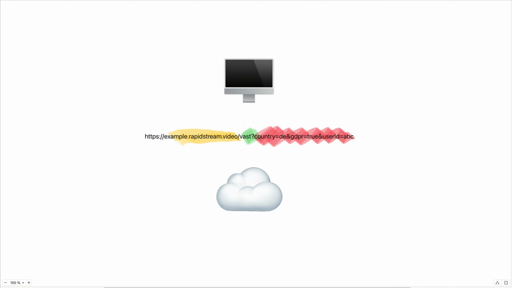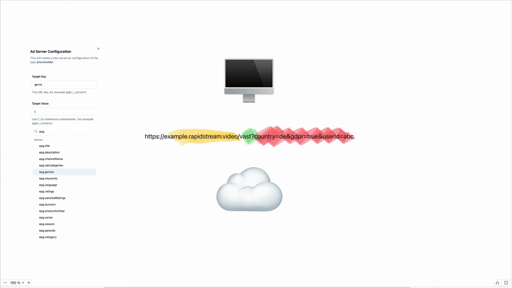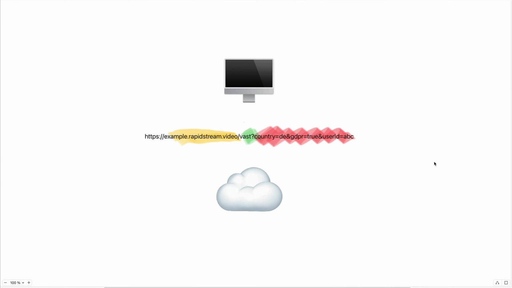We could also switch that user ID and say it's an EPG ID. And then we can look into the EPG data you've ingested into our system. And for example, say, okay, EPG ID 123 has a specific genre, and we can send that genre information to the ad server. So the ad server can return fitting ads for that genre. All that can be done in the ad server configuration. And it also depends on what data we get from you and what data you put in the URL.